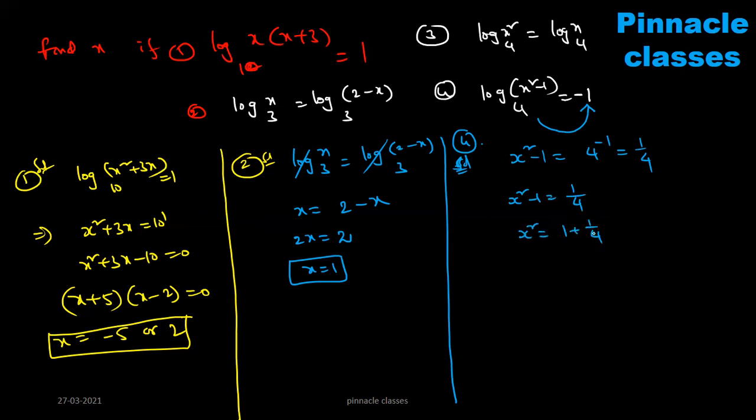x square is 1 plus 1 by 4, that is 5 by 4. X means how to write? Plus or minus root 5 by 2. That's the case, so put this value. In both cases, both values are satisfying. That is the answer. So how many values of x? For question number 4, 2 values are there. What are they? Plus or minus root 5 by 2. That is the answer.